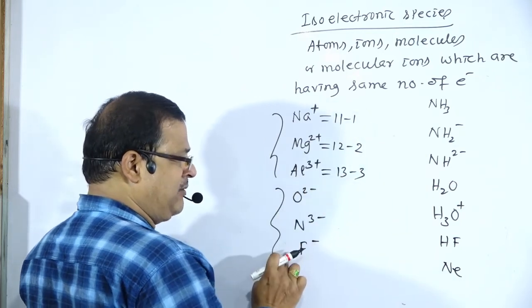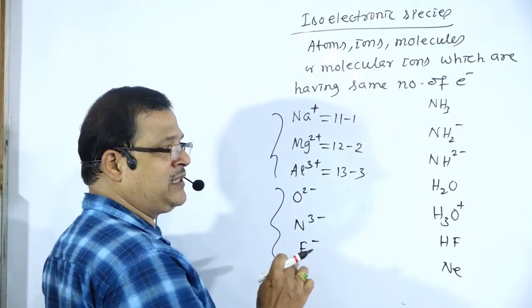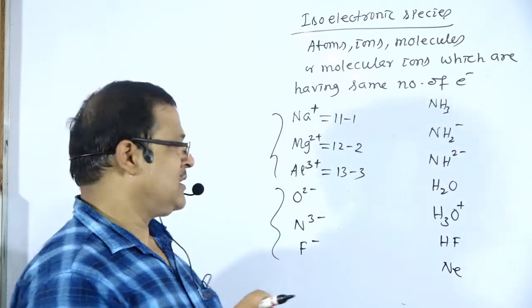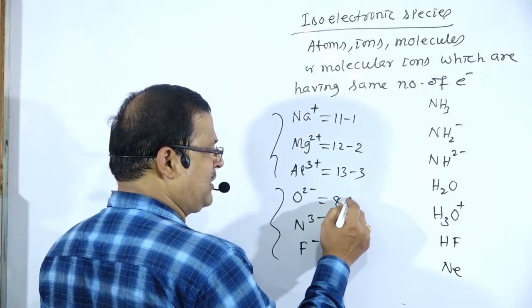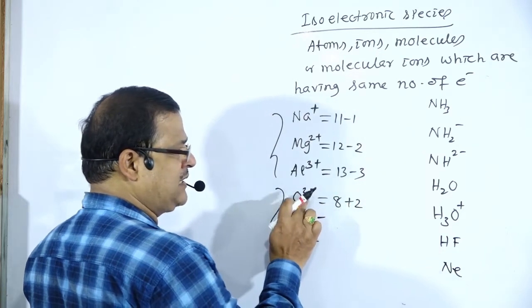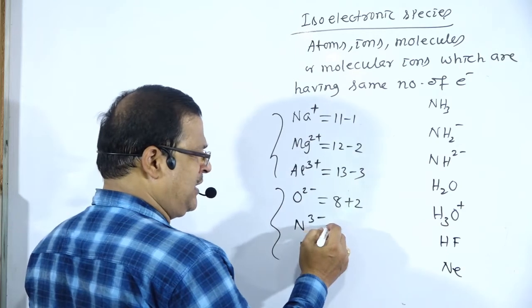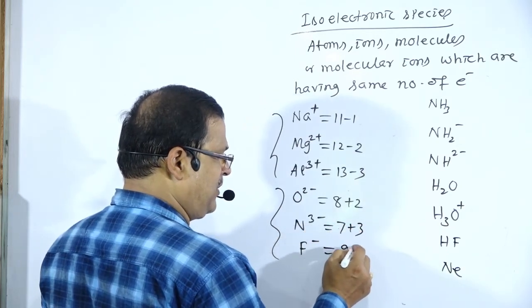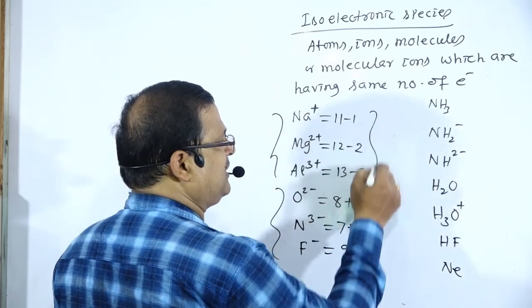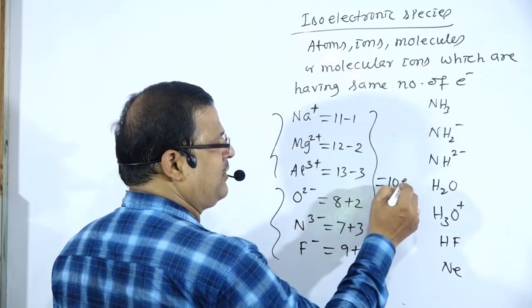These are negatively charged species. Negatively charged species means they have gained electrons. Oxygen atomic number is 8 plus 2 electrons, because it has gained 2 electrons. In the same way, that is 7 plus 3, that is 9 plus 1. So in all these cases, there are 10 electrons present.